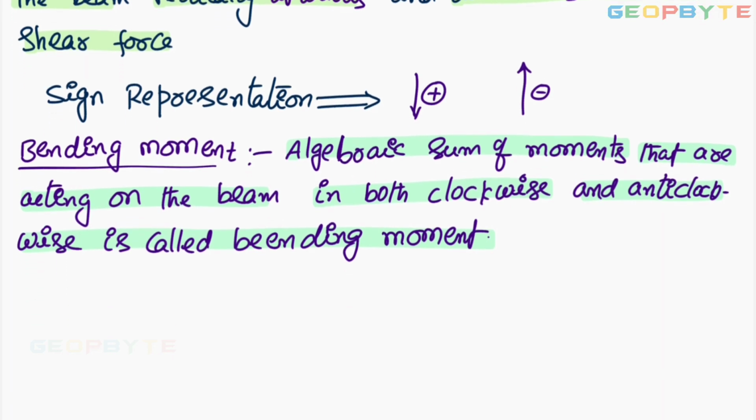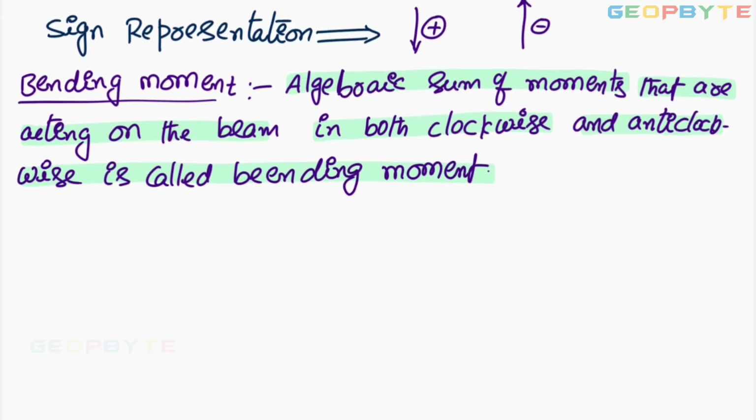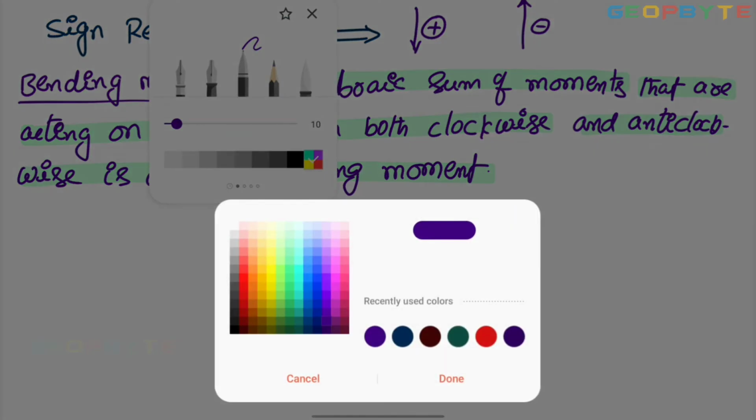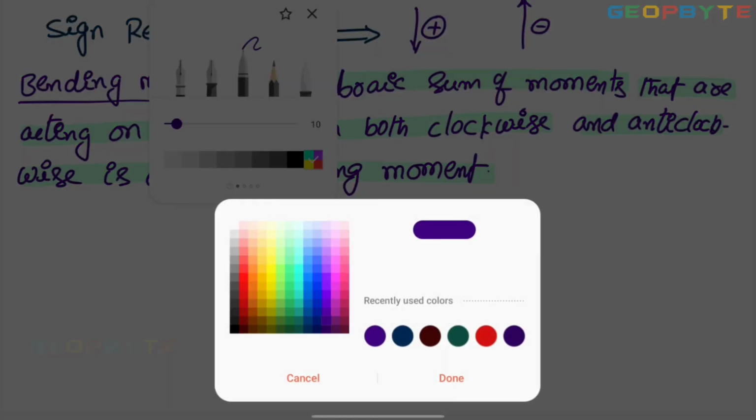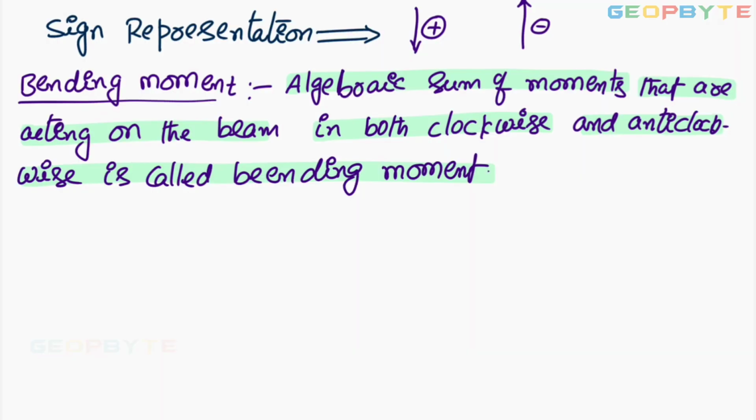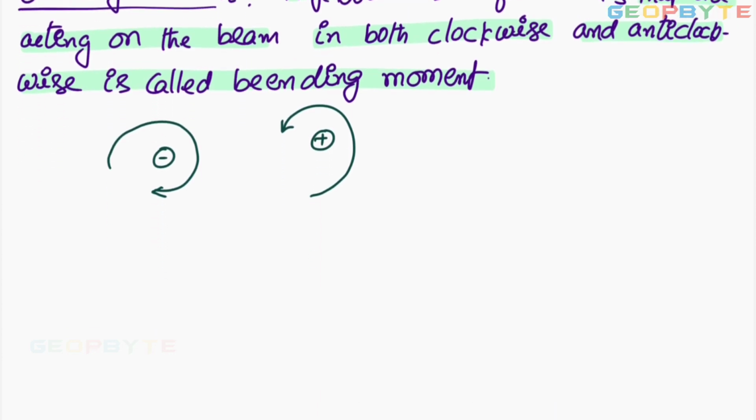Now, the bending moment representation is generally like this. Try to remember this information. These are very, very important points. Generally, clockwise moments are taken as negative, anti-clockwise moments are taken as positive. You may have a doubt: sir, what is the meaning of clockwise moment and anti-clockwise moment?